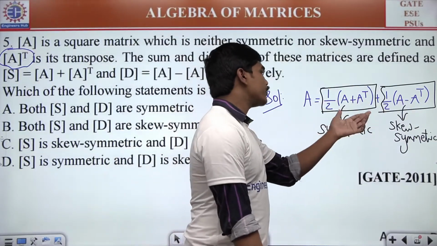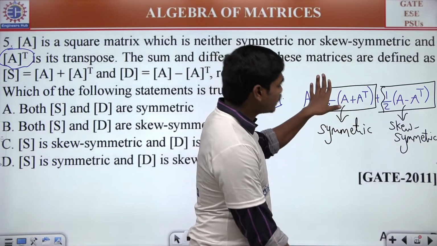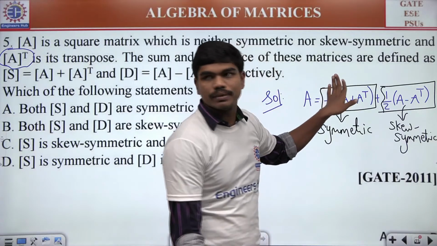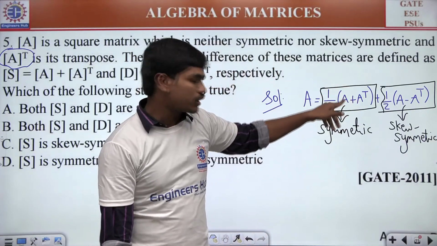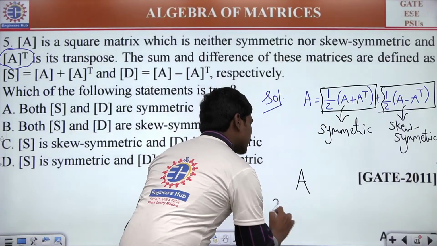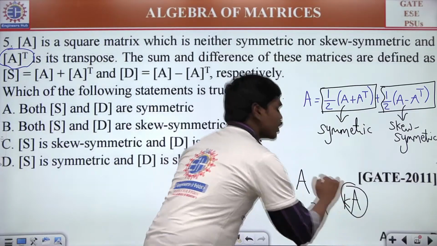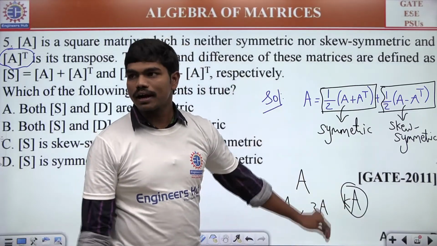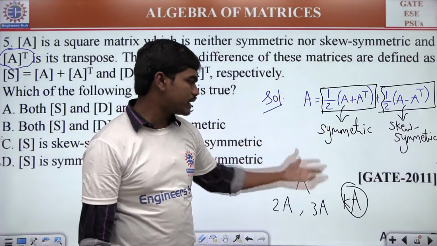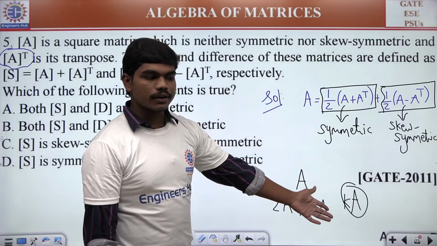Okay. So now if you get this, whenever this matrix is symmetric, then definitely there is no impact of this scalar constant on the nature of this matrix, correct? Suppose A is symmetric, then definitely 2A, 3A or any scalar multiplication of A is also symmetric, correct? Whenever A is symmetric, then K times A is also symmetric. Yes? Can you all understand this?